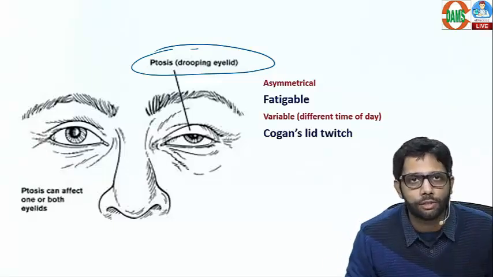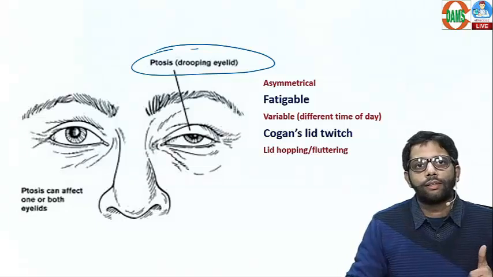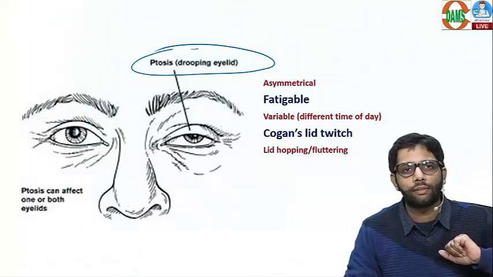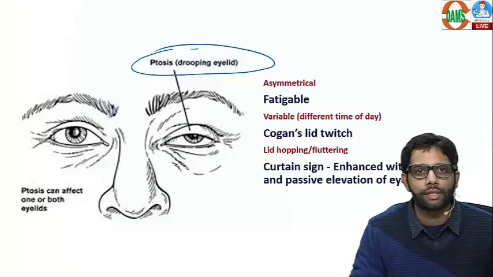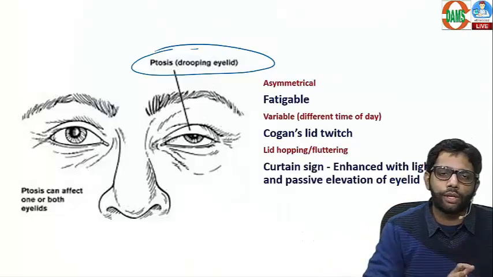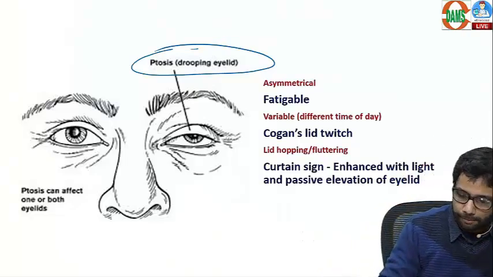Kogan lid twitch sign I've already explained to you. There is a fluttering of the eyelid. That's also a sign of myasthenia. A curtain sign, I've already told you, increased innervation, a curtain sign is there.